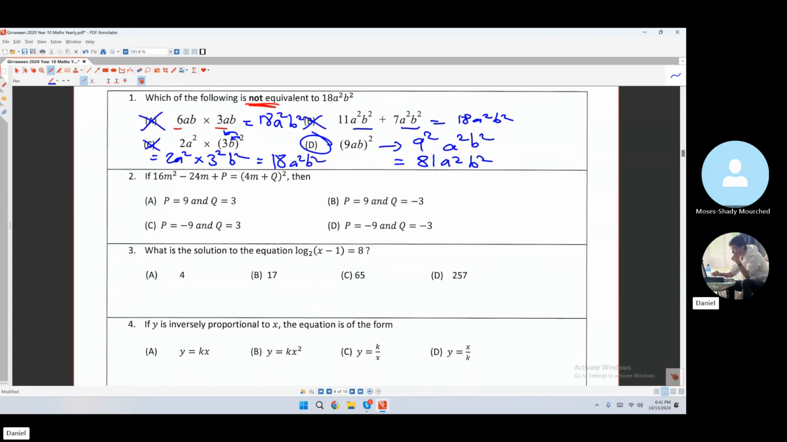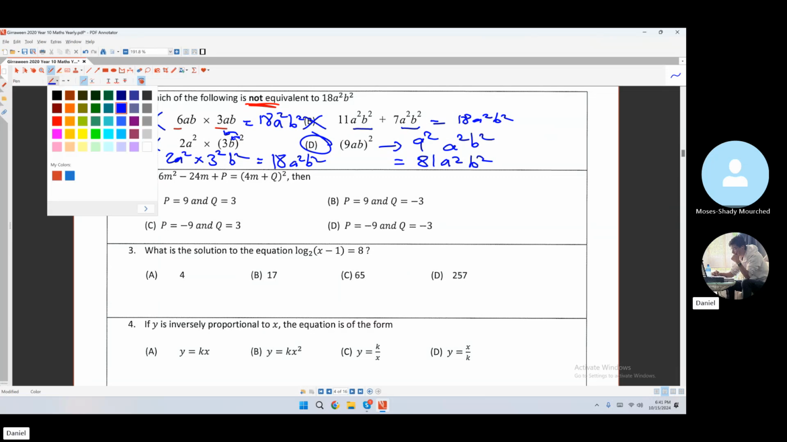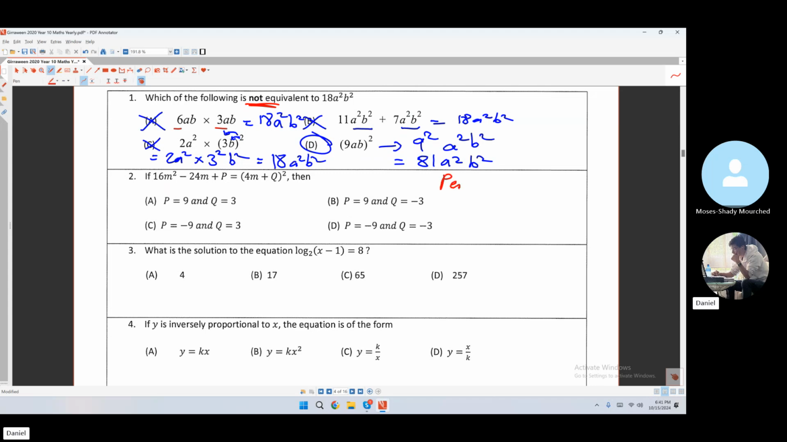I don't know if you've done perfect squares. That's the issue. If I write a formula down right now, you just tell me if you've done it or not, okay? This is called perfect squares. Perfect squares: a plus b, all squared, is a squared plus 2ab plus b squared. Have you seen that before?